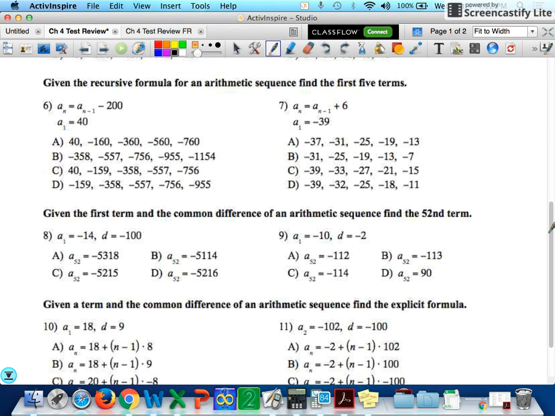For number 6, it says, given the recursive formula for the arithmetic sequence, find the first 5 terms. So this recursive formula is really good at this because it's actually used to find the next term. And we saw in class that you can use it for that. We also saw in class that this is something you've been doing all along, even on that very first day of sequences, where you're just finding the pattern. Well, it tells us what our first term is. It's 40. Okay, that's what it gives us with a sub 1.